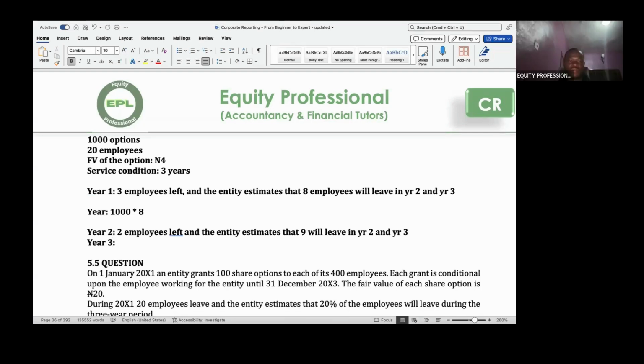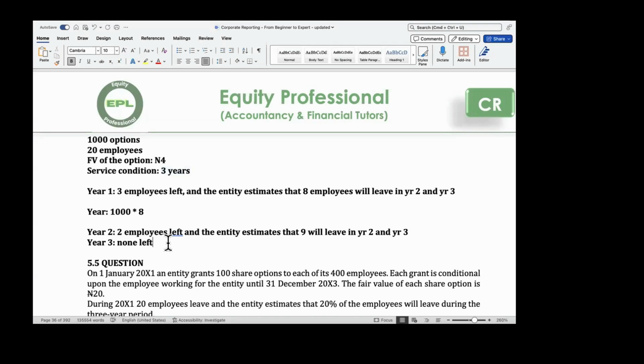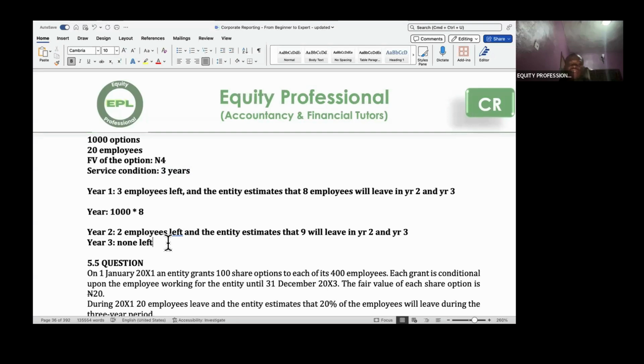In year 3, let's say we're told that none left. So what's the estimate that will vest? In fact, in year 3 there's no need for estimates, because in year 3 we will know that's the vesting date. So how many actually vest in year 3? It's the same 8. Okay, 8 vest in year 3.